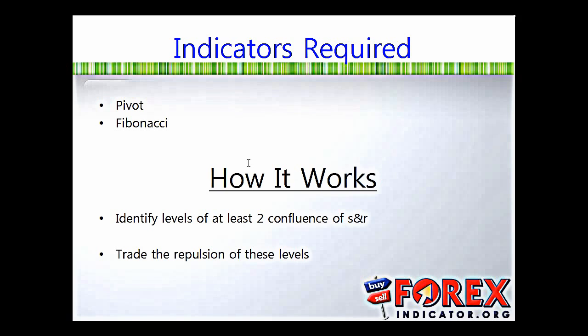One more thing you need is the stochastic indicator. Your setting is the slow stochastic indicator of 533. So let me show you exactly how it works.